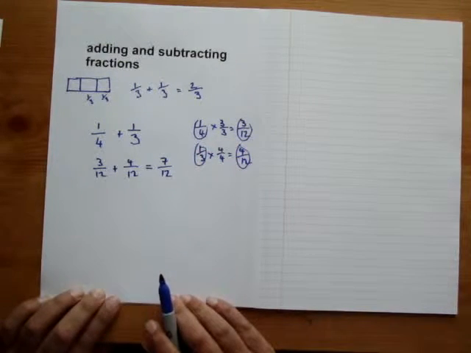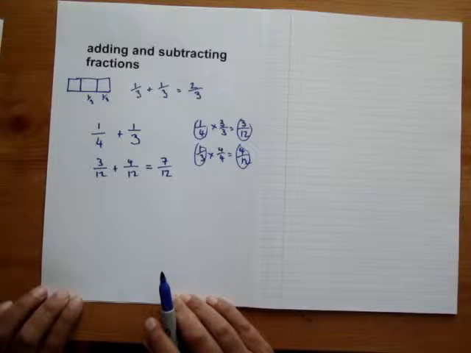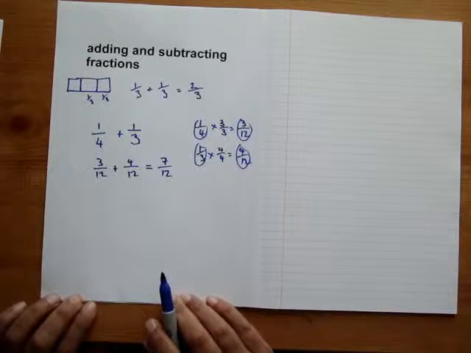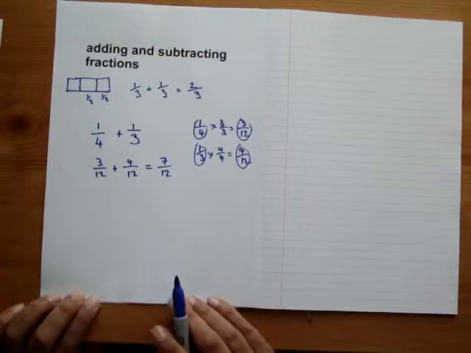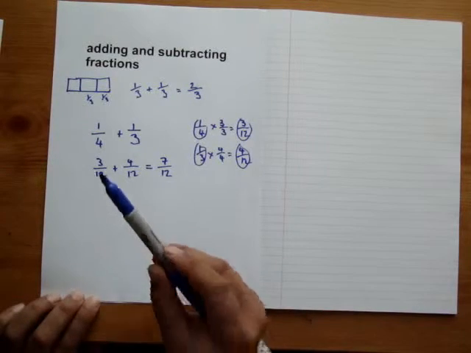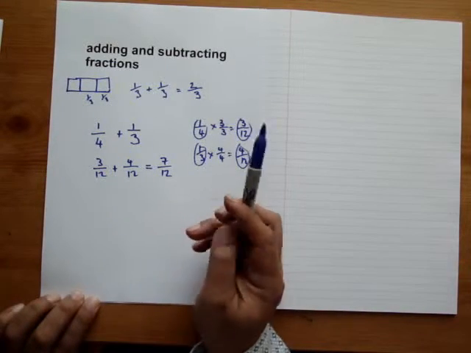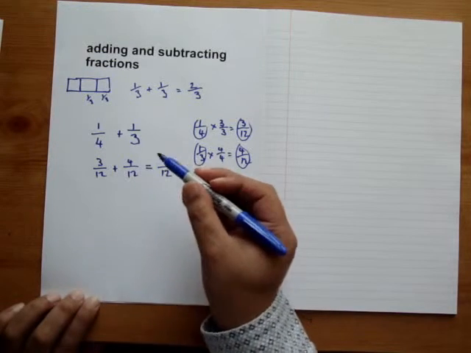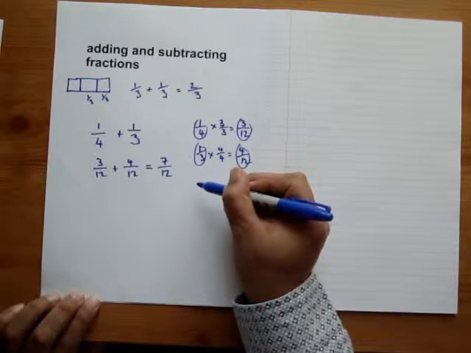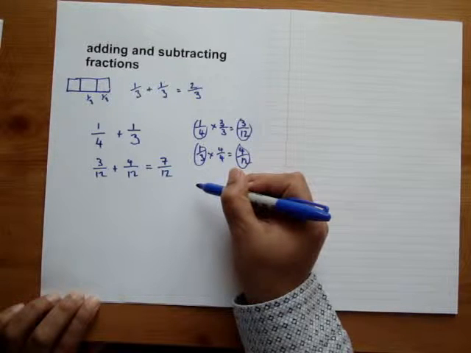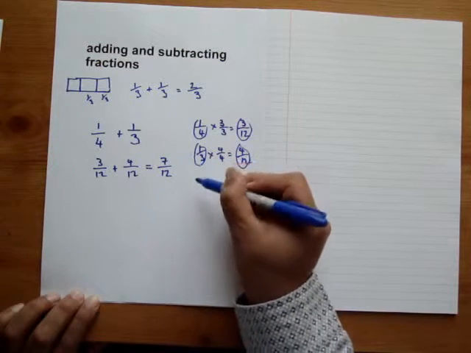So how can we make the denominators the same? The easy way is to look for what's called the lowest common multiple. So in this case, say we look at 4, we go across and through the multiplication for 4, and we see what multiple can we get that is also a multiple of 3.